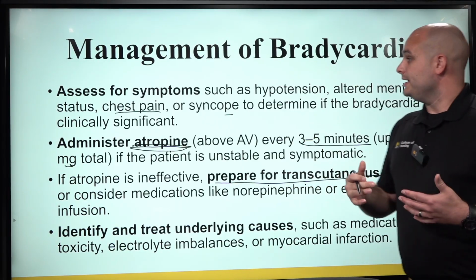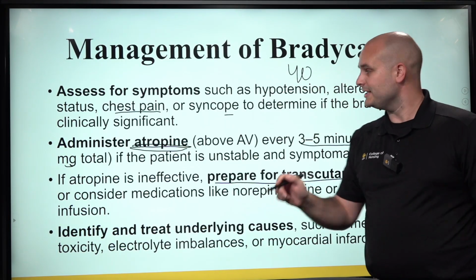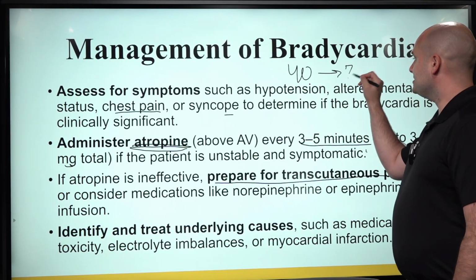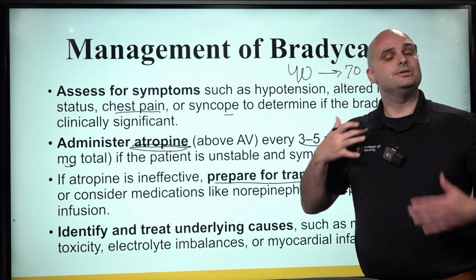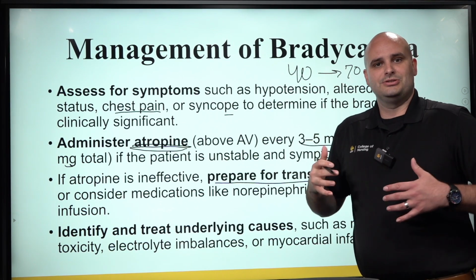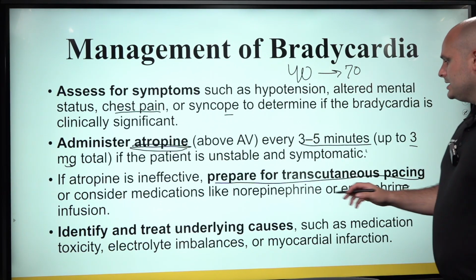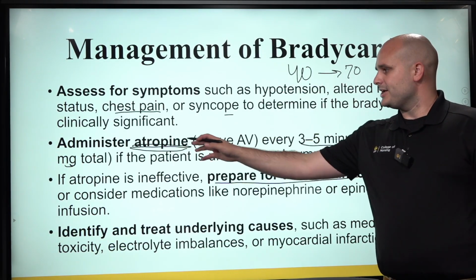So if their heart rate when they got to you is 40, you're going to set your rhythm and say, now your heart rate is 70. And we're going to shock you until you get to that heart rate. And if the patient's even remotely awake, they'll start twitching because the shocks are continually being given to them. So that is the backup option if atropine doesn't work.